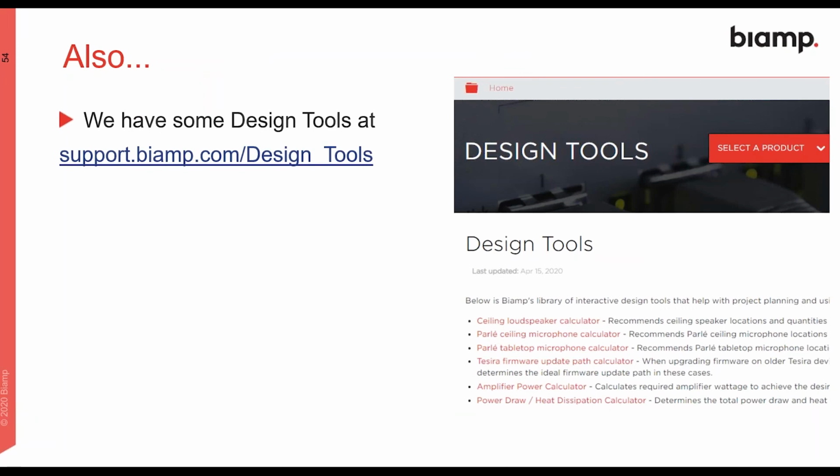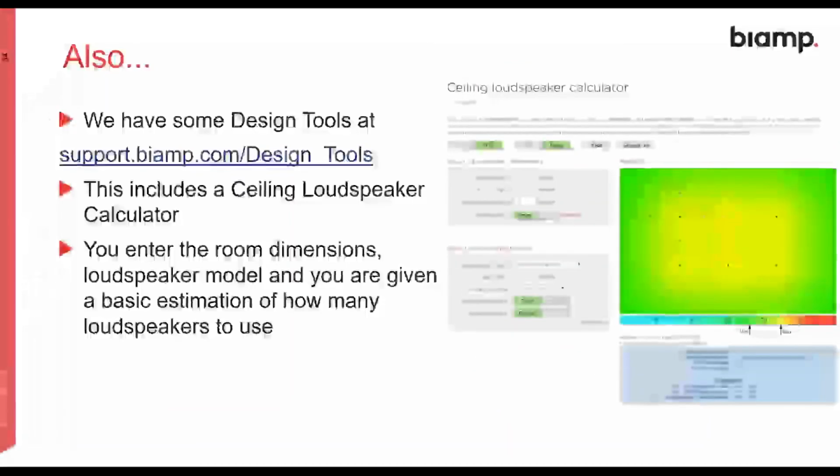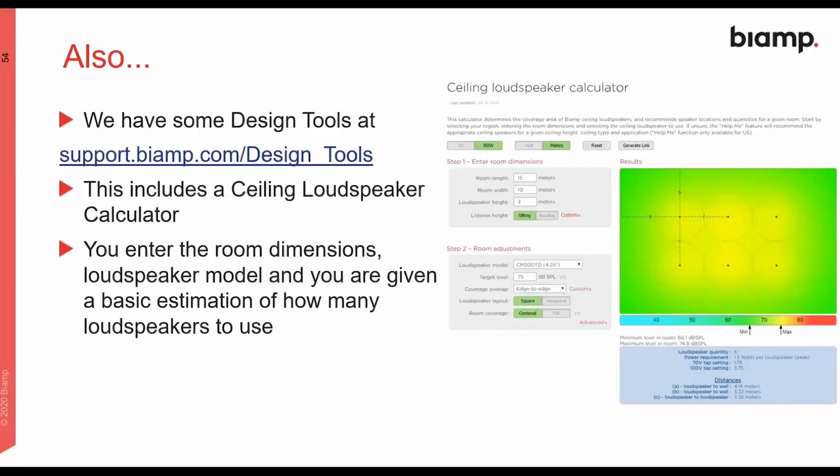Another thing to add, we've gone through Ease Address and Ease Focus a little bit, but we do have some other design tools which you will find very helpful. So at support.biamp.com in the design tools section, there is in fact a ceiling loudspeaker calculator. So this is nothing to do with Ease Address, Ease Focus and so on, but it is a very cut down way of working out how many ceiling loudspeakers you may need in a simple conference room, for example. So in this case, you enter the size of the room and it suggests the different loudspeakers that could be used for that project.